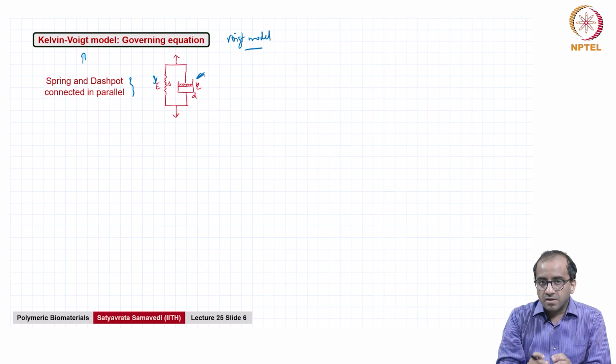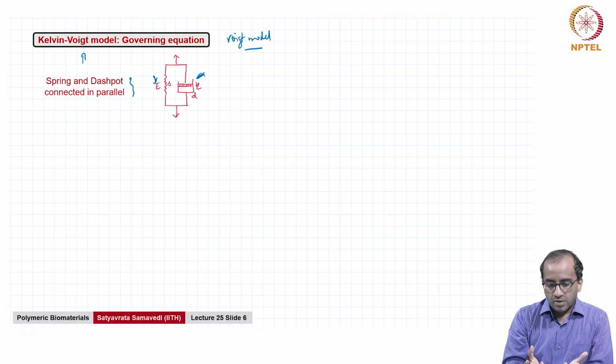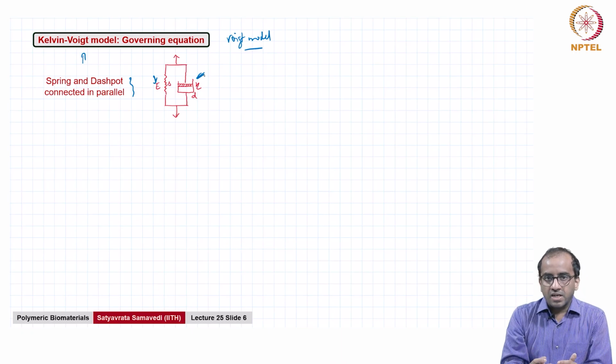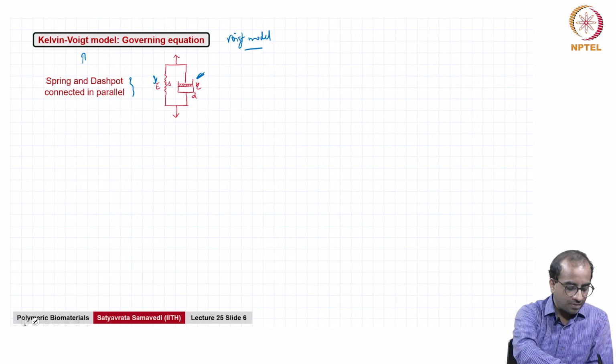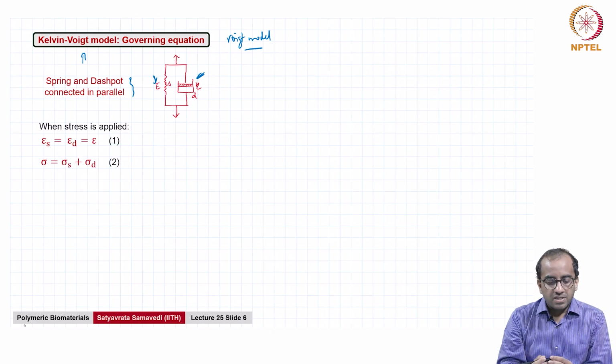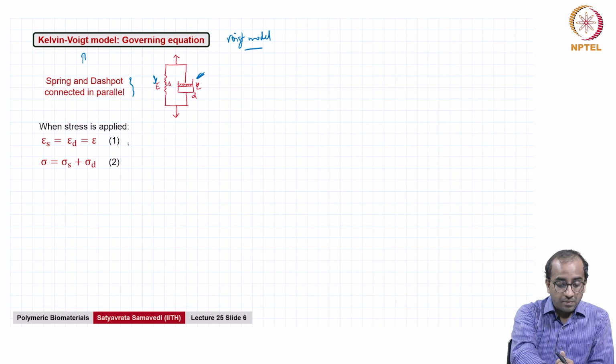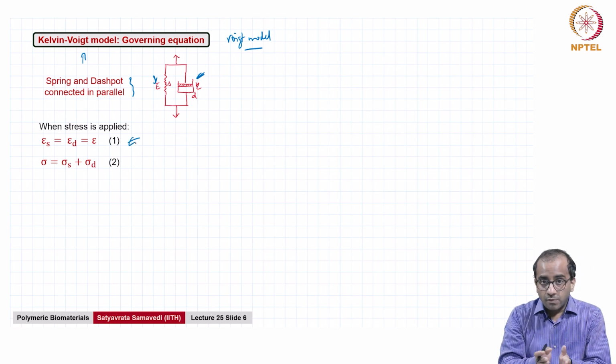The same spring, same dashpot, governed by the same Hooke's law and the same Newton's law, are now connected not in series but in parallel. And in developing the governing equation, we are going to use the same kind of arguments as we did for the Maxwell model. So again, when stress is applied, because they are connected in parallel, you will be able to immediately appreciate from the configuration that the strain is going to be the same.